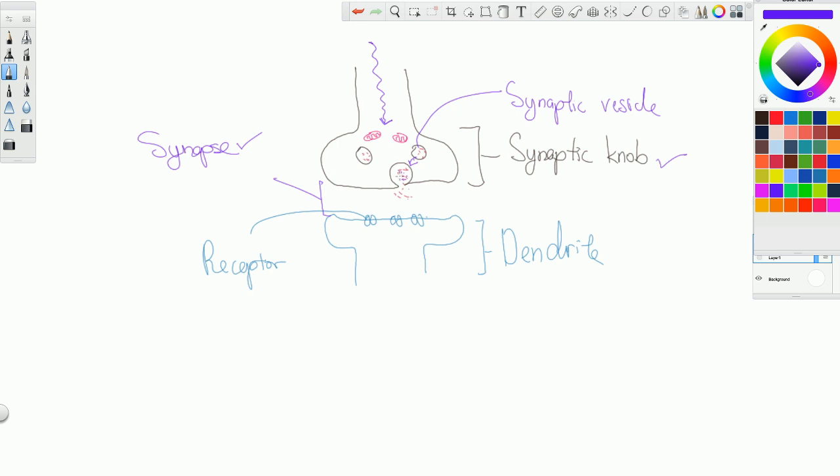Next point: the neurotransmitter can diffuse across the synapse and bind to the receptor, meaning the dendritic. The binding of neurotransmitter to the dendritic, or the receptor, triggers a new impulse generation. When neurotransmitter binds to this receptor, it generates a new impulse to continue the impulse flow.